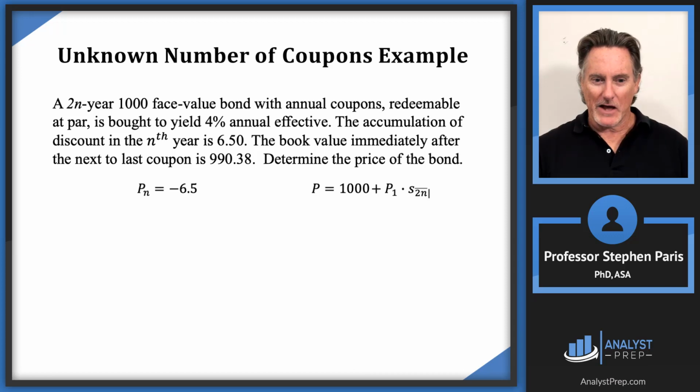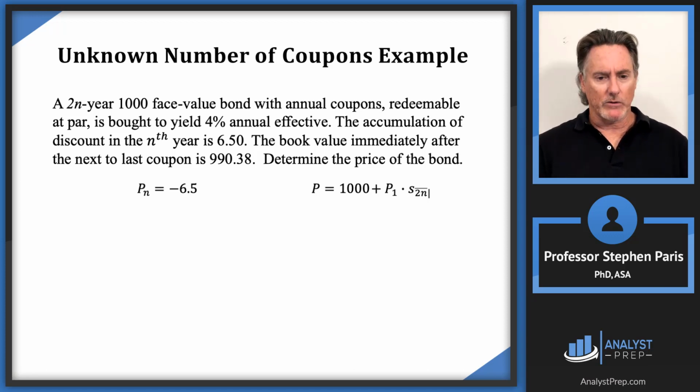The cap P values we said were negative, and so that second term in that expression, 1,000 plus the cap P1 times the S angle 2N, is going to be a negative amount. So we're taking 1,000 plus this negative amount, which is going to be a number less than 1,000, which we should expect because the price should be less than 1,000, the redemption value, because again the bond is bought at a discount. Okay, so now let's proceed.